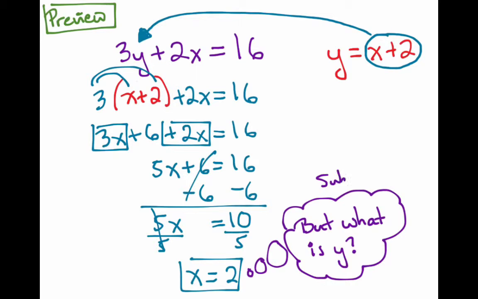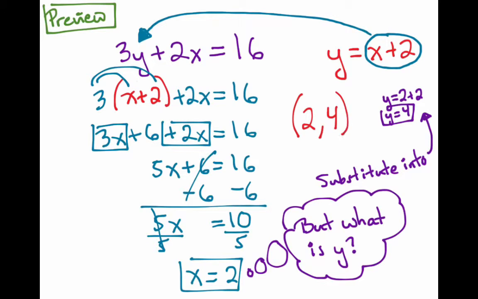So what we would do then is substitute that x equals 2 into that original equation, and we would say y equals 4. We're going to do that more a little bit later. So now we have an x, we have a y, we have a solution to the system. And we didn't have to graph it at all. Okay, so let's move on.